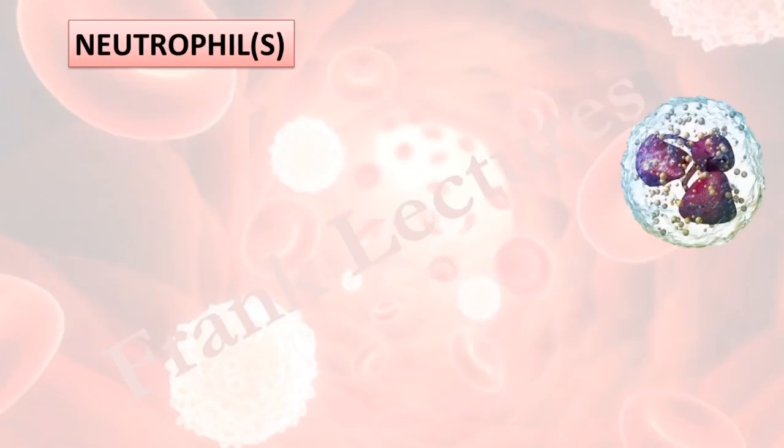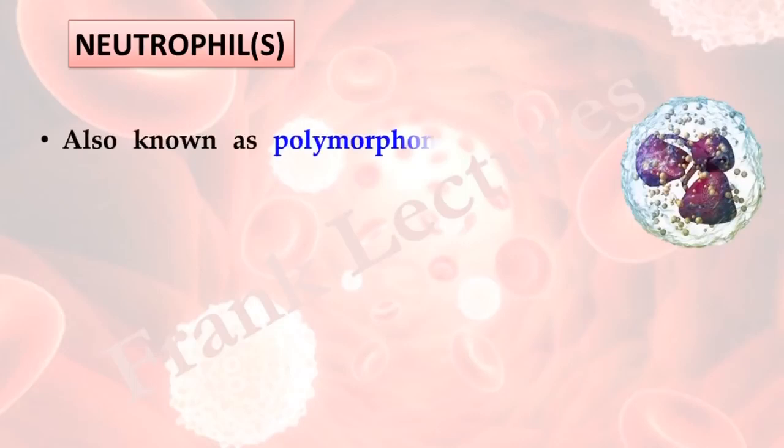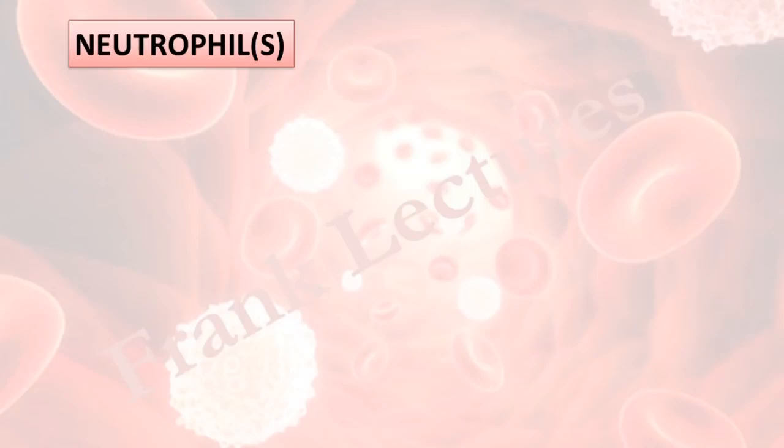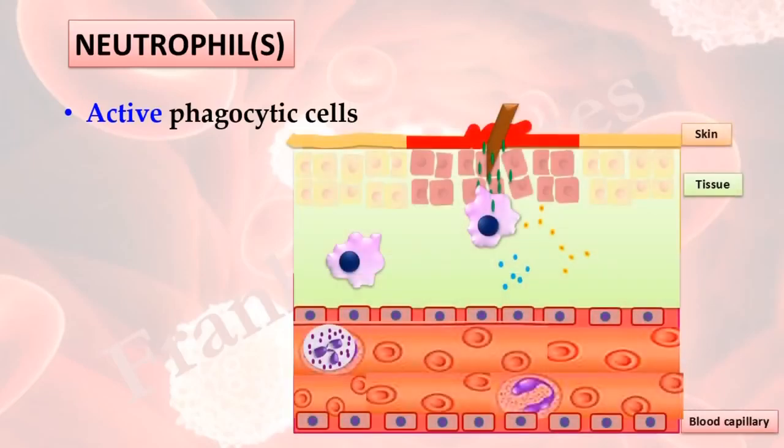Neutrophil is also known as polymorphonuclear neutrophil. This refers to its irregularly shaped and multi-lobed nucleus. Neutrophils are the most abundant leukocytes in the blood. They constitute about 50 to 70% of the blood leukocytes. Neutrophils are active phagocytic cells. To understand this, let us look at this diagram.